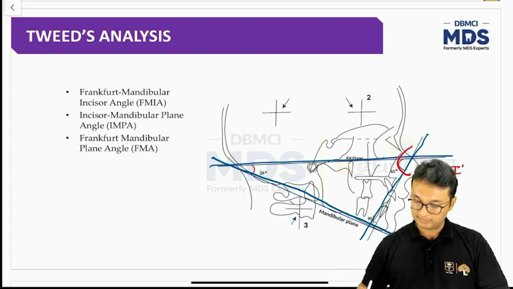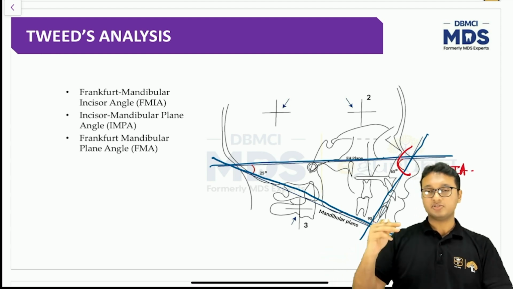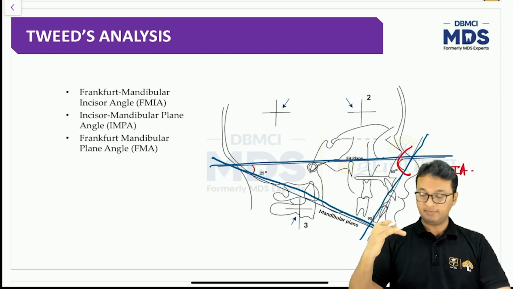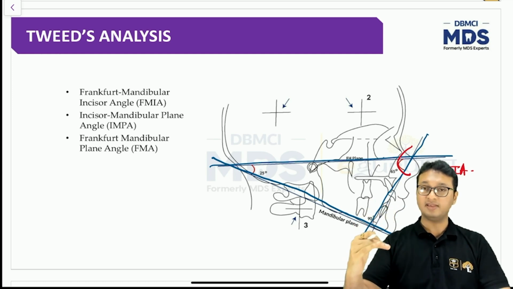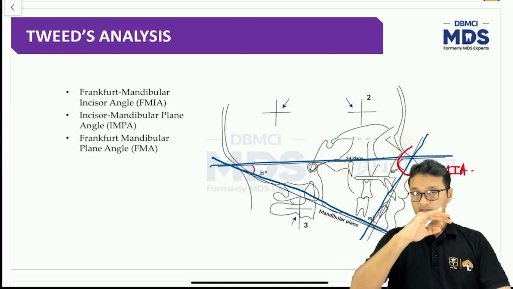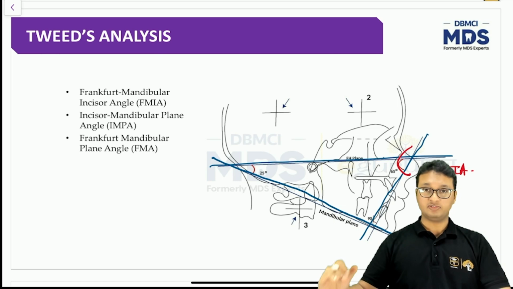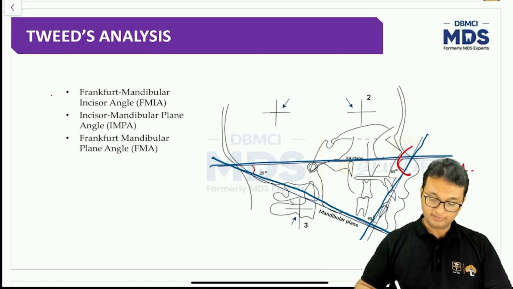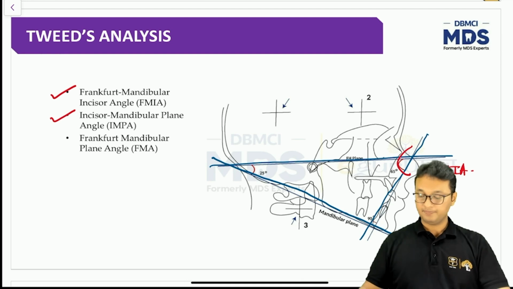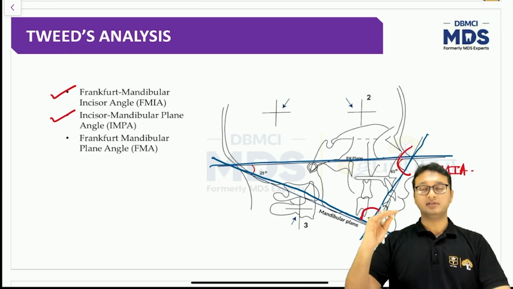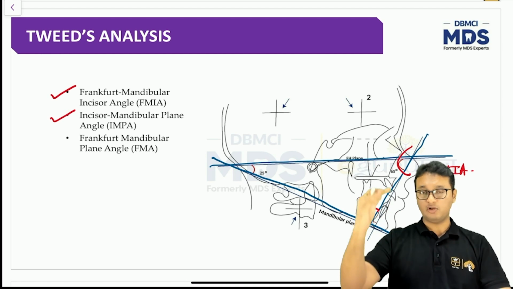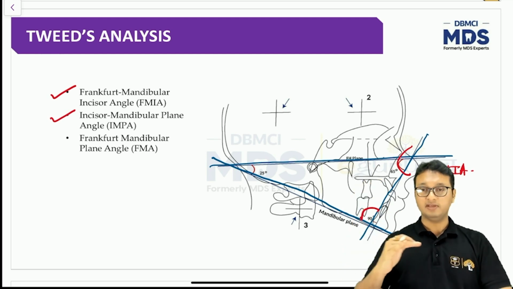Frankfurt mandibular incisal angle. So that shows the inclination between the long axis of the central incisor of the lower and the Frankfurt horizontal plane. So first component is this. Second component is incisor mandibular plane angle. This one. So which shows the angular deviation between the long axis of the lower incisor with the inferior border of the mandible.